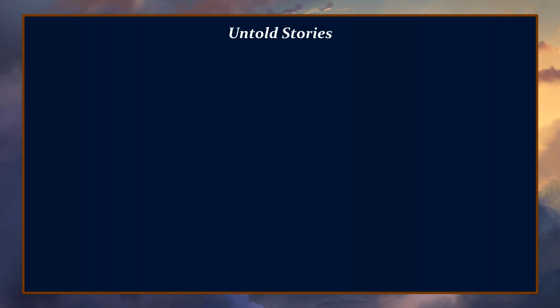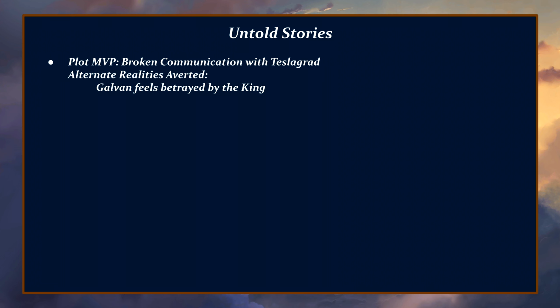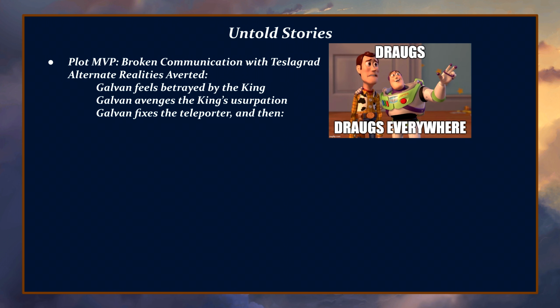So now, transitioning from the stories that are told to the stories that are untold. I feel like the most underrated plot element in Teslagrad 2 is the broken line of communication with Teslagrad. How would Galvan have reacted, for example, if he had learned of the king initiating the Teslamancer genocide? Or if he had learned of the king being overthrown? He had his suspicions, but I think he was afraid to discover the truth. What would have happened if he had gotten the teleporter working and sent himself and his Draug army to Teslagrad?